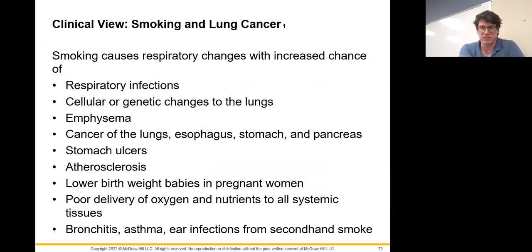If you want to look at all of the fun stuff that can happen thanks to smoking and vaping, here's the long list. Increased chance of respiratory infections, so there are genetic changes to the lungs. Emphysema, cancer of the lungs, esophagus, stomach, pancreas, stomach ulcers, atherosclerosis, that's where your vessels become harder, which means they don't stretch or recoil as well. So if you have a period of high blood pressure, you can actually split and tear vessels, which is great. Low birth weight babies and pregnant women, poor delivery of oxygen and nutrients to all systemic tissues, bronchitis, asthma, ear infections.